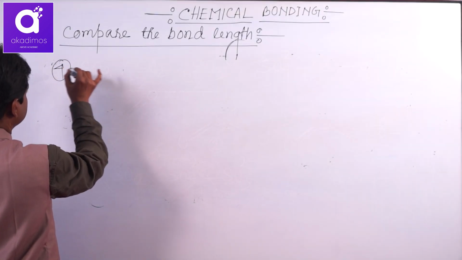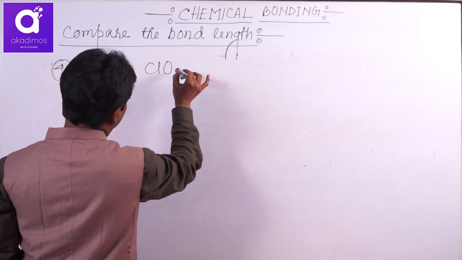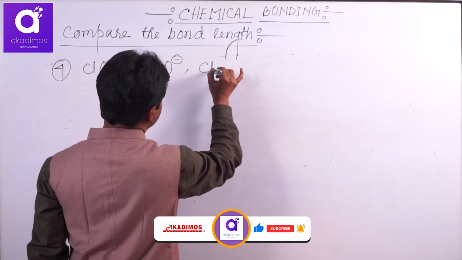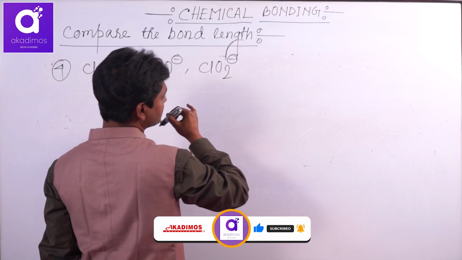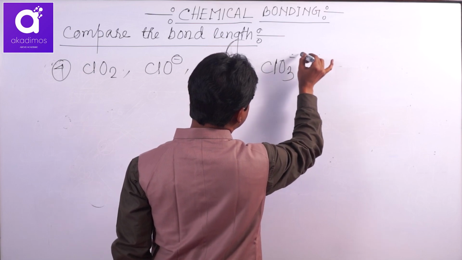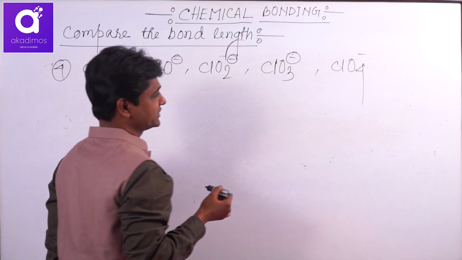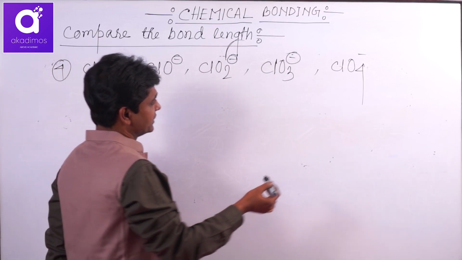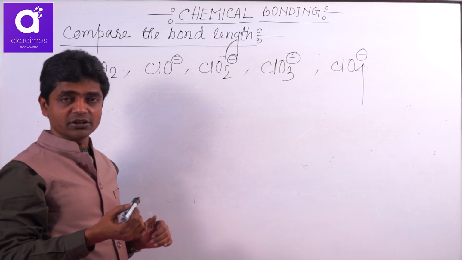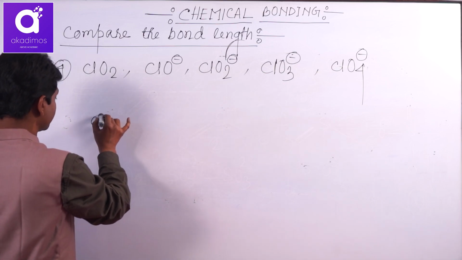Fourth example, take ClO2. This is chlorine dioxide. Take ClO minus, hypochlorite, ClO2 minus, chlorite, ClO3 minus, chlorate, ClO4 minus, perchlorate. See, here also, before going to the bond length, you have to draw their structure. You have to know the structure. ClO2 structure is very simple.